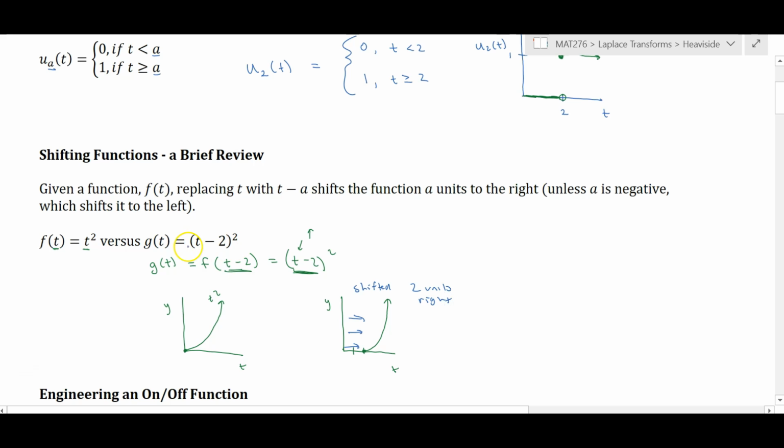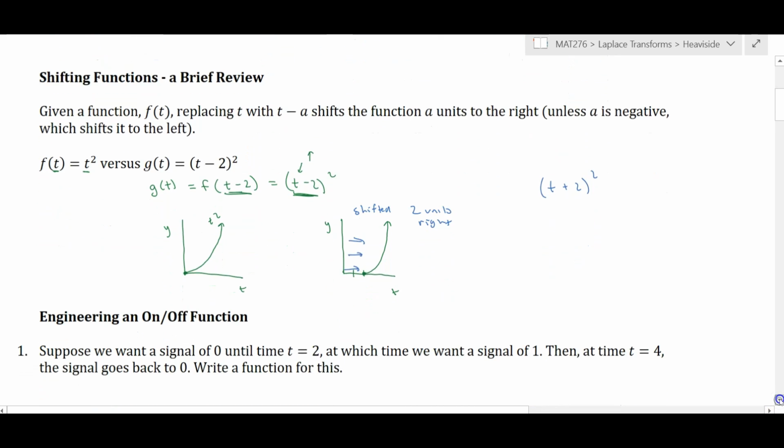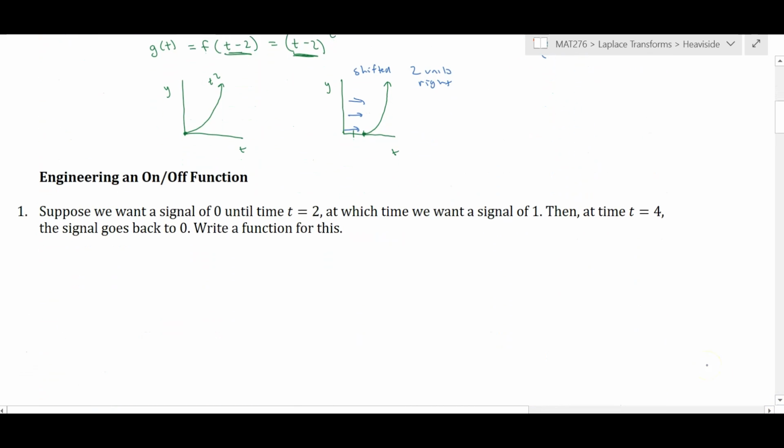Now, if it were t plus 2 squared, it would move in the opposite direction, because if you think about what t plus 2 squared is, well, that's going to require a much smaller input to generate the same output. So for an output of 0, you would need a t value of -2, and so that would actually make the graph shift. It's kind of weird to think about, right? Because usually we want to think about positive as to the right and negative as to the left. Okay, well, in and of itself, the Heaviside function is not all that interesting. It's either a 0 or a 1.